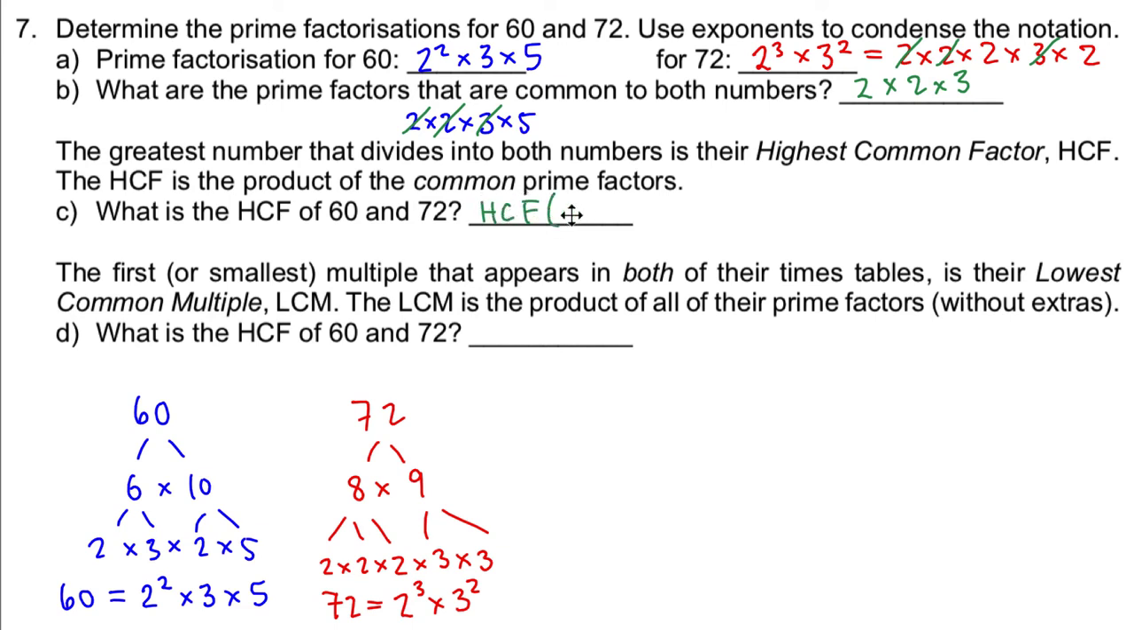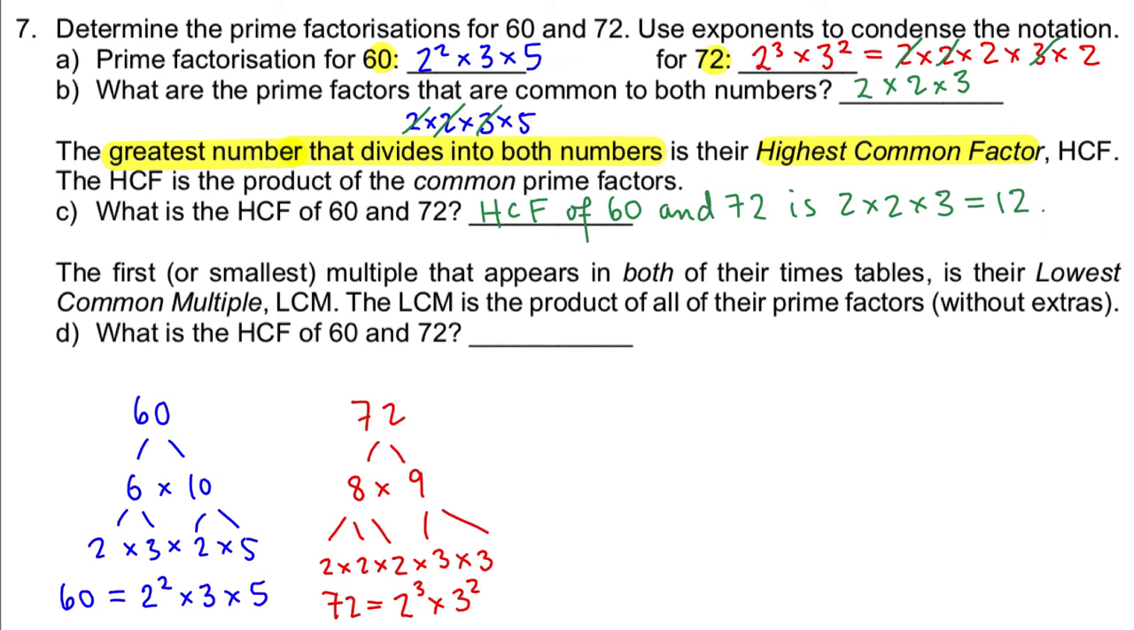So I might write it as the HCF of 60 and 72, or I might just write it in words, the HCF of 60 and 72 is 2 times 2 times 3, which is equal to 12. Now, this is the highest common factor, the largest number, the greatest number that divides into both 60 and 72.